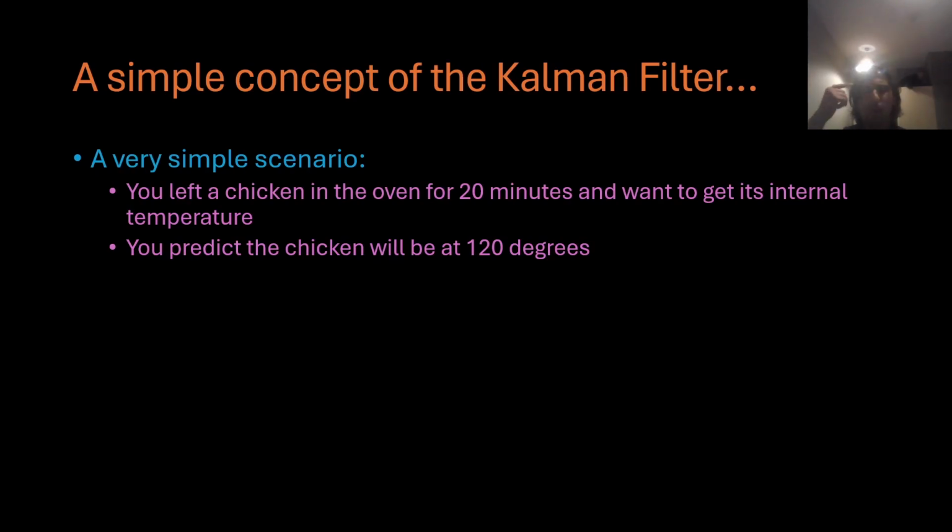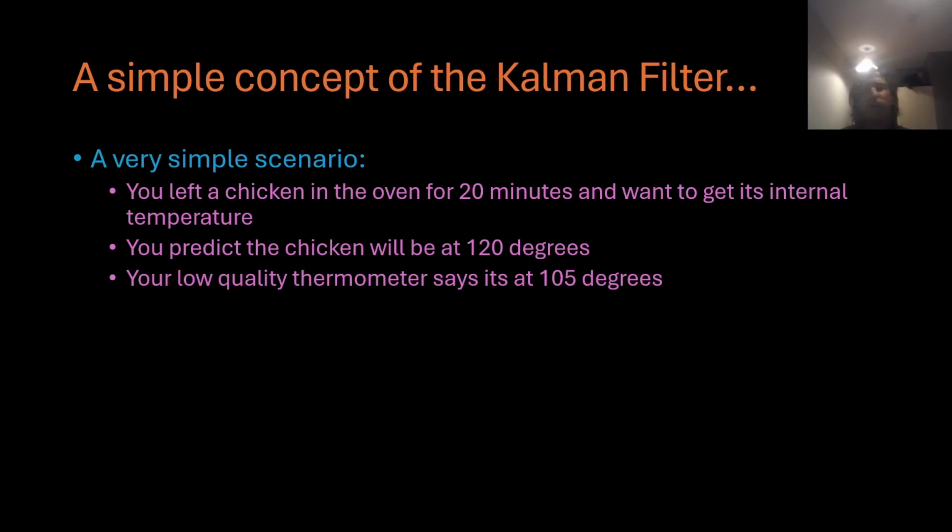So you have a good idea of what you expect the chicken's temperature to be if it's left for 20 minutes in the oven. So you predict the chicken will be 120 degrees. Now, your mother says to you, "Oh, well, I'm not happy with your predictions. You probably don't know anything anyway. Use the thermometer in my kitchen and check the real temperature."